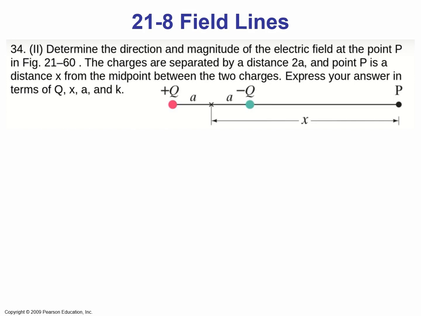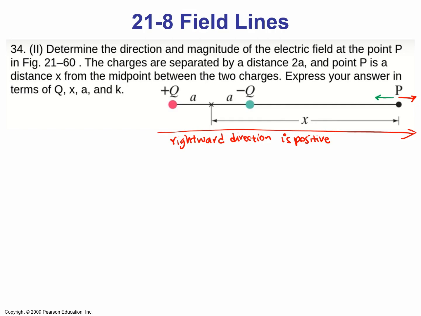So at point P, we have to consider the field at this point. Let's consider a coordinate system in which anything to the right is positive. So anything toward right is considered positive. If we consider the field at this point, one field is due to charge plus Q on the left, and that would be positive to the right, and one field would be due to charge minus Q on the right, and that would be leftward.